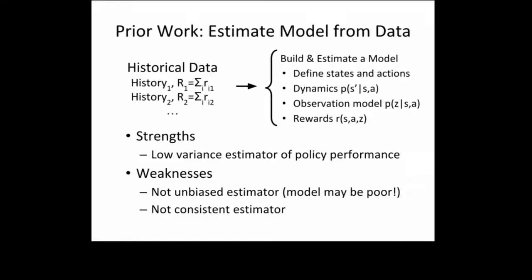And in fact, they're not consistent. If your model is incorrect about how the world works, then they can be biased even if you have an infinite amount of data, because you're just not modeling the world in the way that it actually is, and so your resulting policy estimates will be incorrect.